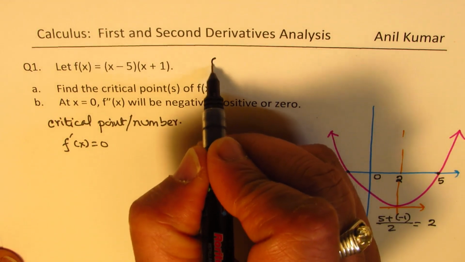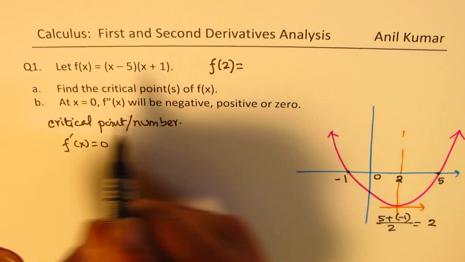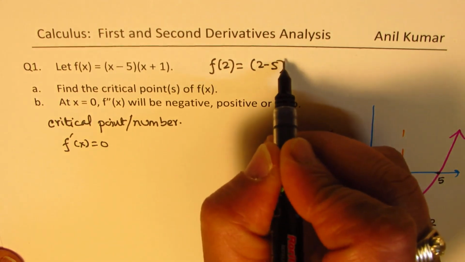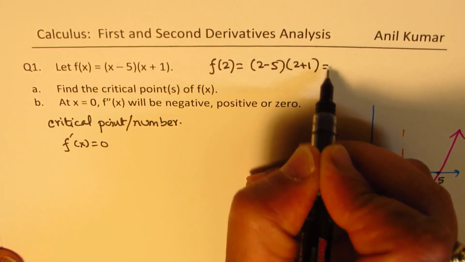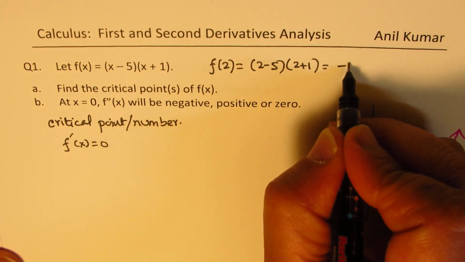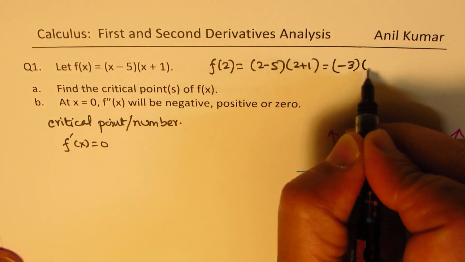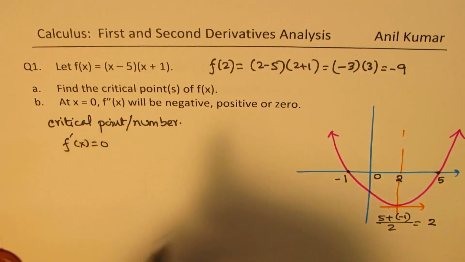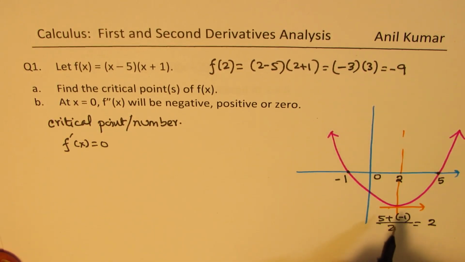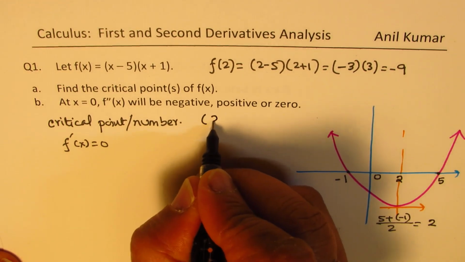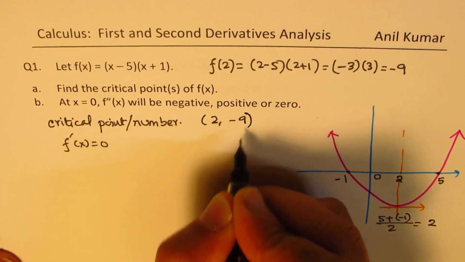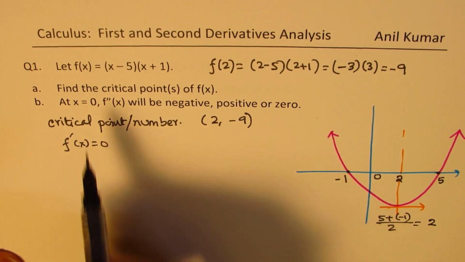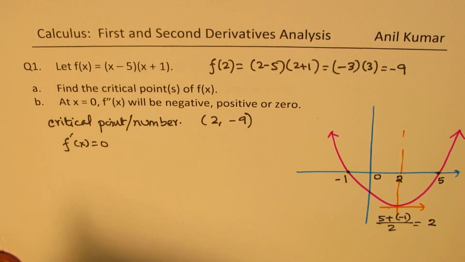And you can find the value of this function at 2 by substituting it here. We get 2 minus 5 times 2 plus 1, which gives us minus 3 times 3, or minus 9. And therefore, the critical point for us in this case will be 2, minus 9, right? So this we did without derivatives. Now let us see how to find this with derivatives.